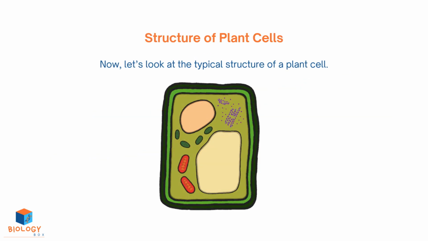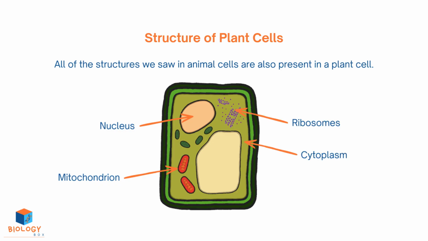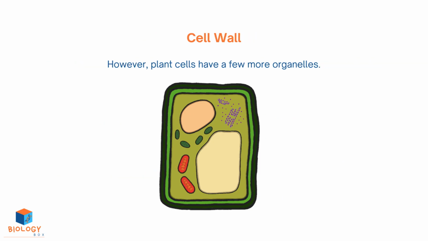Now let's look at the typical structure of a plant cell. All of the structures we saw in animal cells are also present in a plant cell. So we have a nucleus, mitochondrion, ribosomes, cytoplasm, and a cell membrane. Their functions in a plant cell are the same as their functions in an animal cell. However, plant cells have a few more organelles.